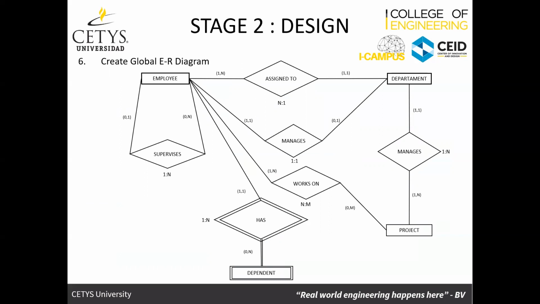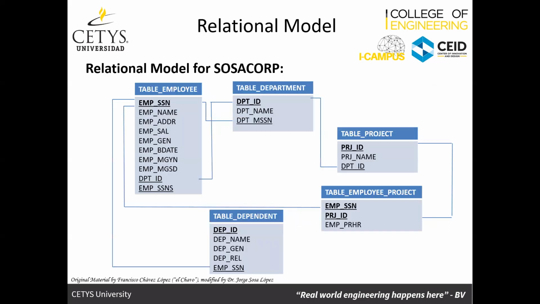A department manages projects. That's a one-to-n relationship. So that means that the department ID I should add to the project table. And we're going to see that that's the case. In the project table, I've added the department ID and I've connected.